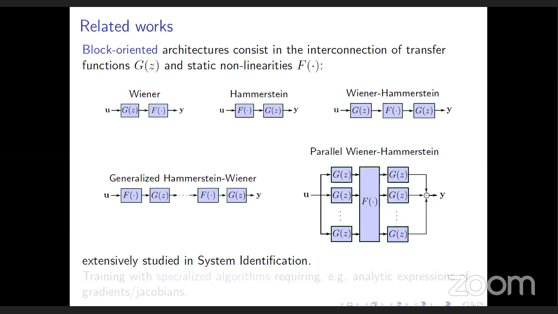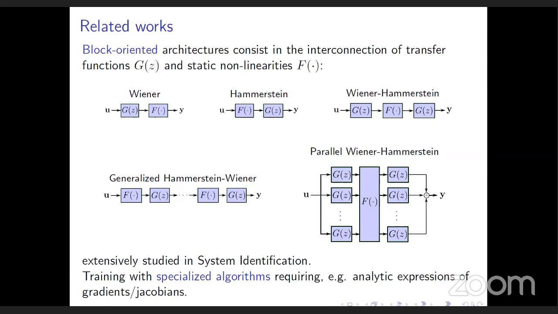So block-oriented models are also built as an interconnection of linear dynamical systems, call them G, and static nonlinearities, F. But in the literature, just some pretty simple structures have been studied, like the Wiener, that is a connection GF, Hammerstein FG, Wiener-Hammerstein GFG. There are some slightly more complex architectures here, but not much more than that. And even more, the training has to be performed with a specialized algorithm that often requires the user to provide an analytic expression of the gradients for training. That is kind of cumbersome somehow to come up with. It's error prone and limits the applicability.